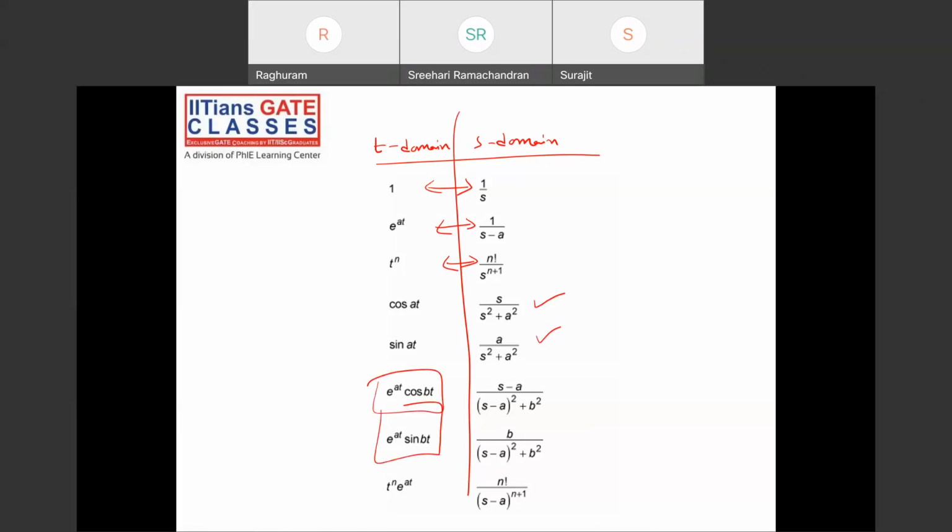e power at cos bt is (s minus a) by (s minus a) whole square plus b square: replace s by s minus a in the same equation. Similarly, here also, in this equation replace s by s minus a. And t power n into e power at is n factorial by (s minus a) power n plus 1, again the same one, replace s by s minus a. Okay.